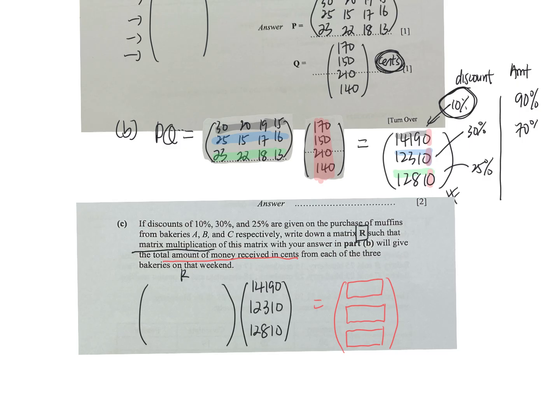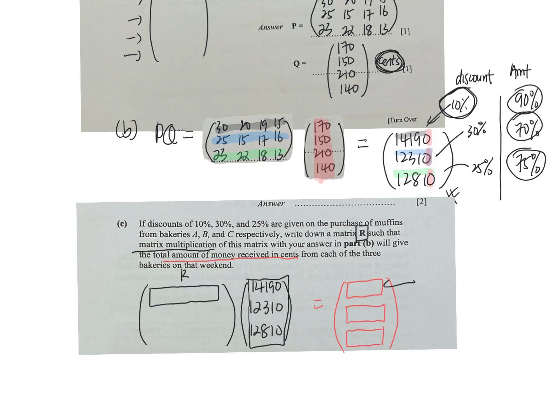So I need to find the 90%, the 70%, and the 75%. So don't use the discount percentage. Use the remaining you have. So you ask yourself, this horizontal one, you will multiply with this vertical one.